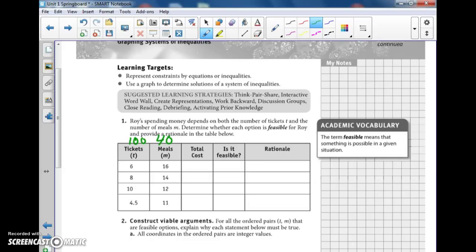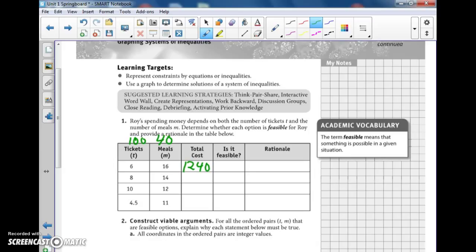So now you guys did this. What if you bought 6 tickets and 16 meals? How much did you spend? Okay, 1,200 and... All right. Does everybody agree it's 1240? All right, so we got 1240, agreed. Let's go to the next one.